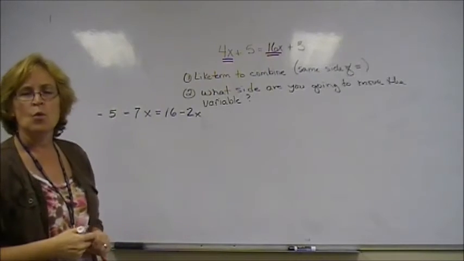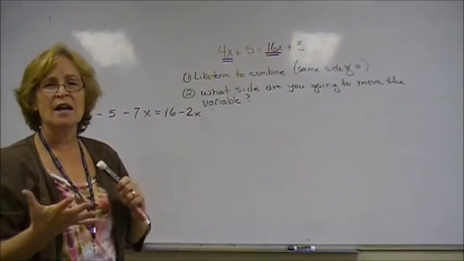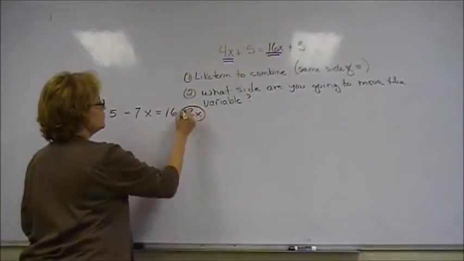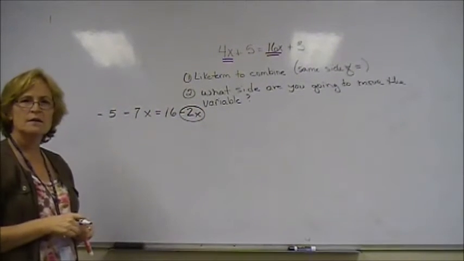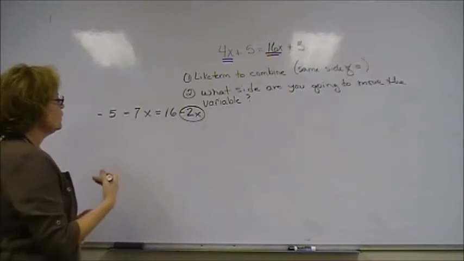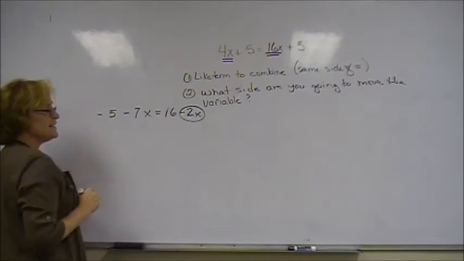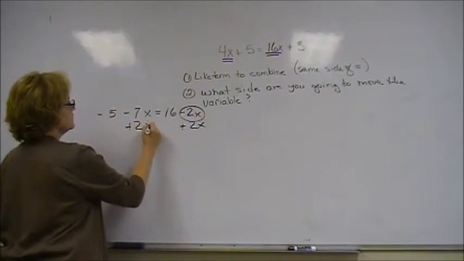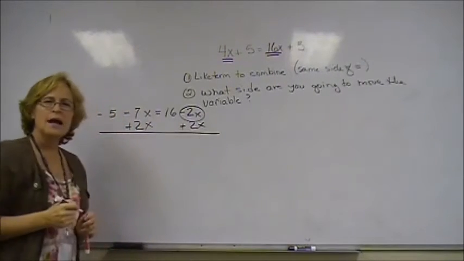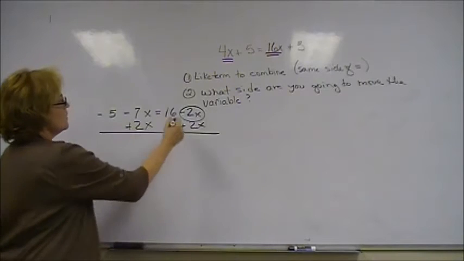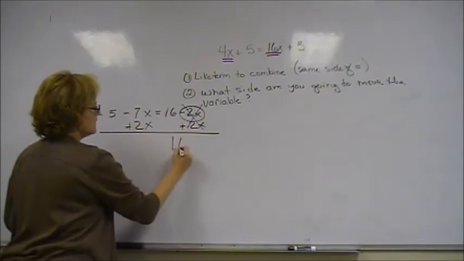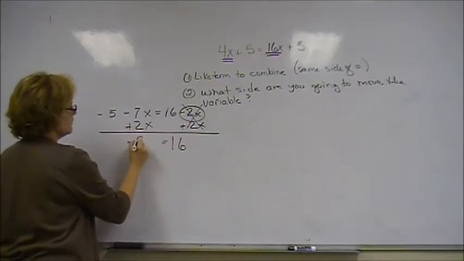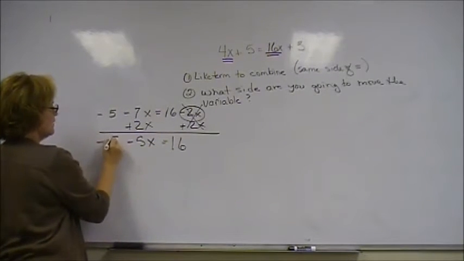Step 2 says, what am I going to choose? Which side am I going to move? In this case, I think I'm going to move my 2x over to the left side. So when I start there, I'm going to do the additive inverse, which means I'm going to add 2x to both sides. Remember, line up like terms. These cancel out, and that leaves me 16 over here. And then -7 plus 2 gives me -5x, and then I have a -5.